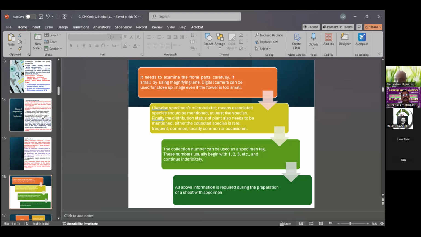These numbers usually begin with 1, 2, 3, etc. and continue indefinitely, depending on the degree and intermediate students. For the degree, a maximum of 50 specimens are required for preparation of the degree level herbarium collection. For students, all the above information is required during the preparation of a sheet with the specimen.